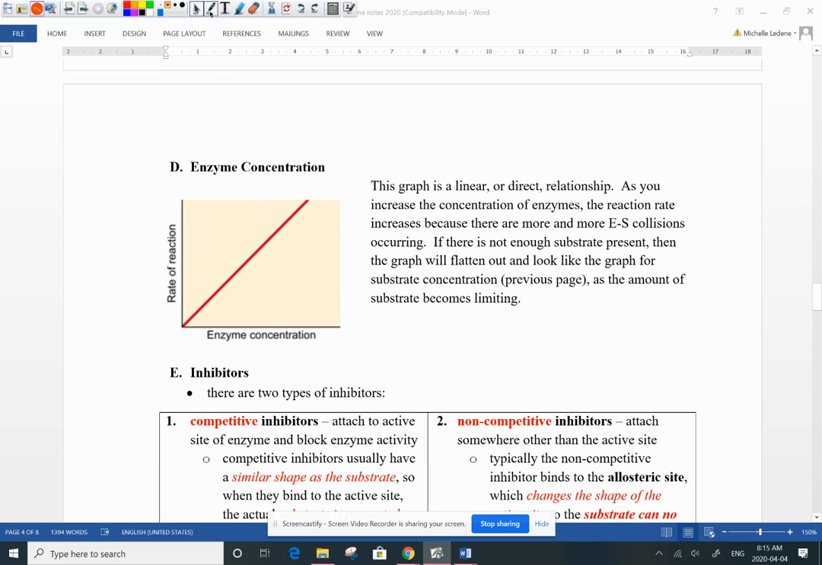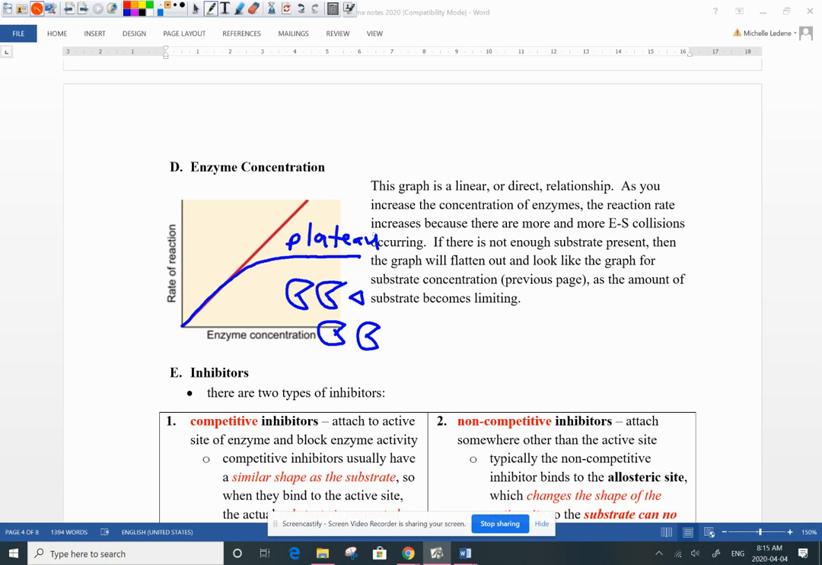So then we can also look at enzyme concentration. As we increase the amount of enzymes, there is more reaction rate. The reaction rate goes up in a linear fashion, but again, this level can plateau. If we have lots and lots of enzyme, but not enough substrate, then the substrate is the limiting factor, and the reaction rate levels out and it reaches a plateau, and that's that flat part there on the curve.